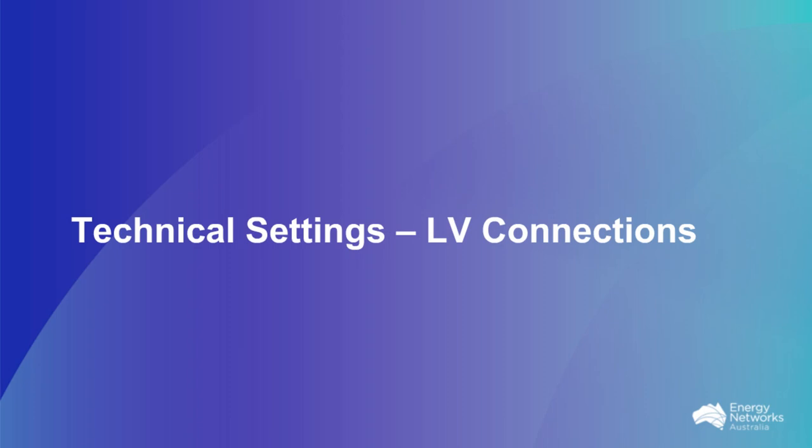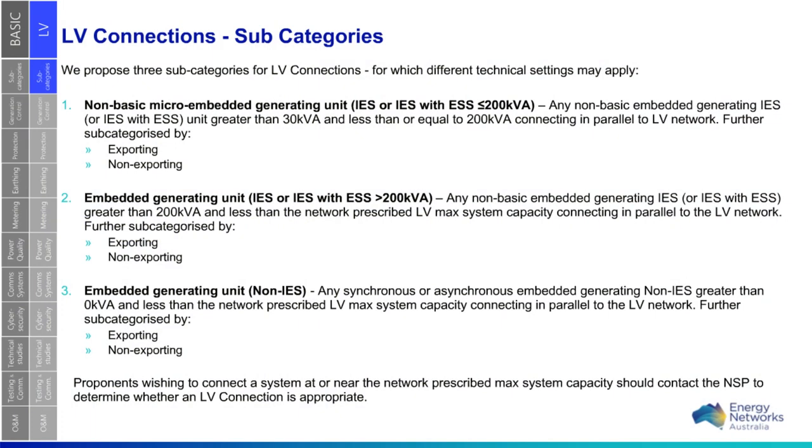So those were largely all the technical settings for basic connections. I'll dive into the LV connections now. Following a similar format of subcategories, we've defined the first one to be non-basic IES or IES with ESS greater than 30 kilowatts and less than or equal to 200 kilowatts. So that's also still covered under 4777. And that's further categorized by exporting or non-exporting as well.